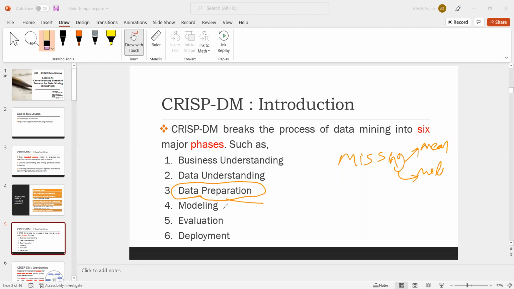The fourth phase is a major phase. We develop the model. After pre-processing the data, we get the final data set. Based on the final data set, we can develop the data mining model, whether we apply some clustering algorithms, or some classification, regression, or association rule mining. This all comes under modeling. Modeling means we develop the model.